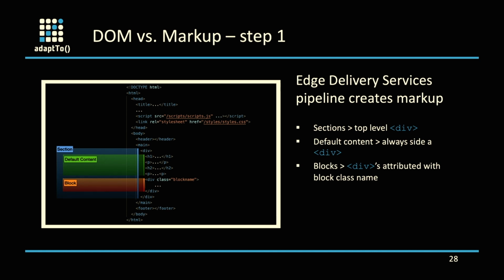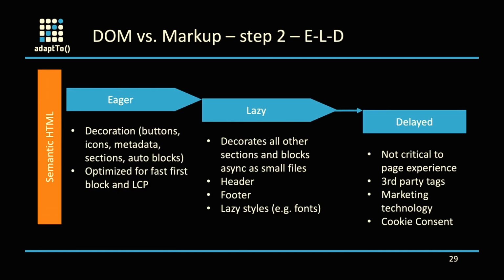The second phase, and this is when your project work comes in, is the so-called ELD phase, or the client-side phase, and this happens in the browser by the JavaScript you create. So we have the semantic HTML from the first step, and then we have a three-step rendering and decoration phase in the browser. And ELD stands for eager, lazy, and delayed.